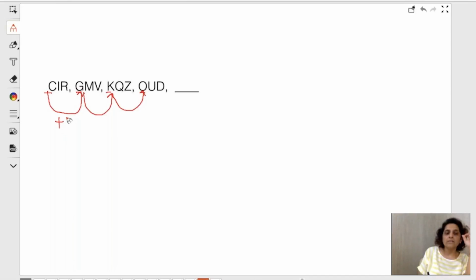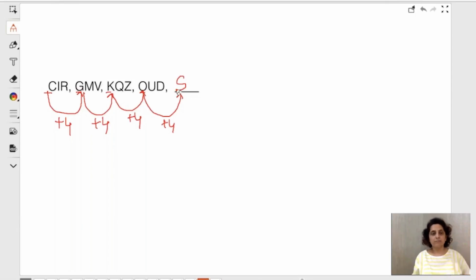So this is like +4. Basically, we are writing the fourth alphabet, that is G. That is C, D, E, F, and then we are writing G. So again, after G, we'll do +4 here. So what will we get as the first alphabet here? O, then P, Q, R, and then we'll write S here. So the first alphabet for this one will be S.